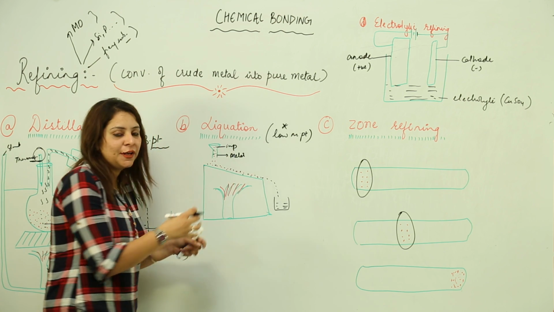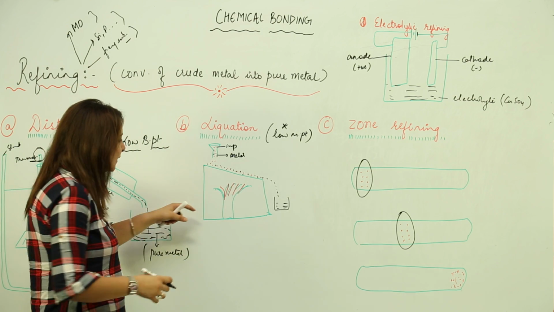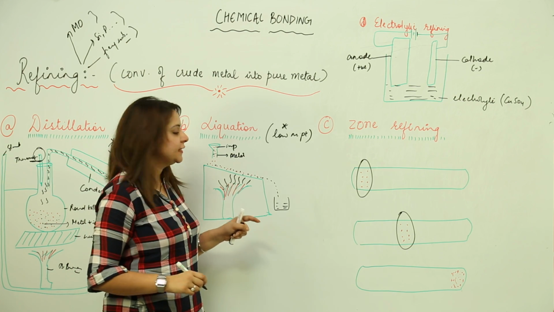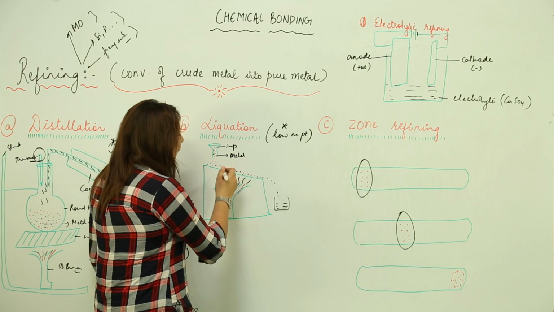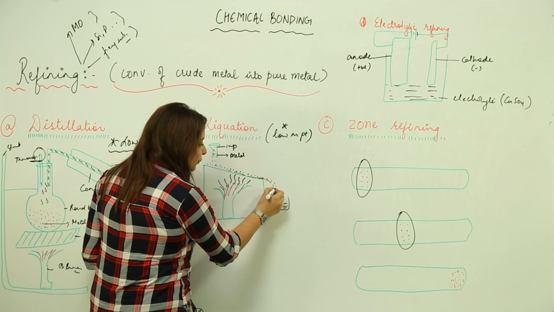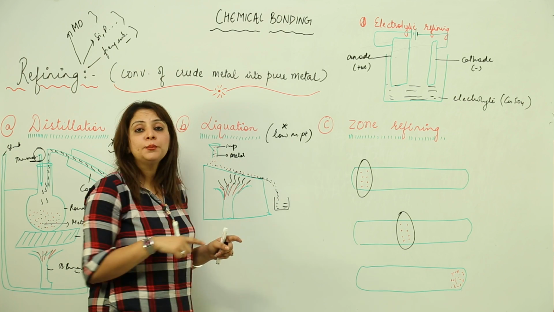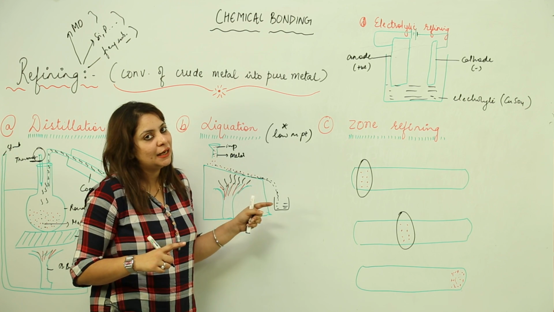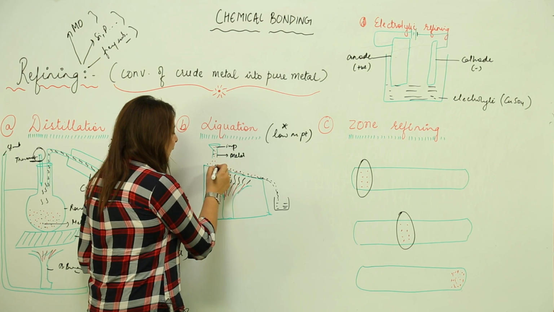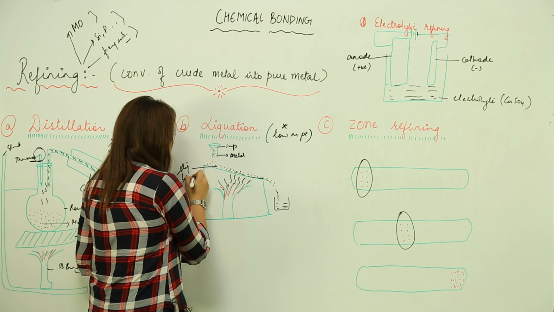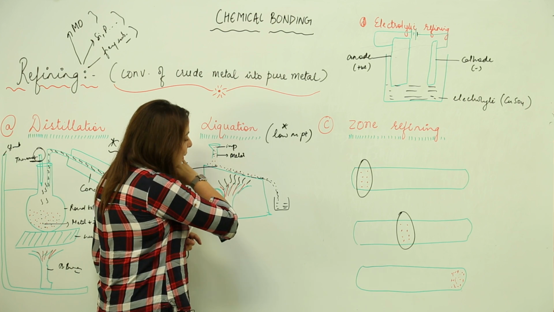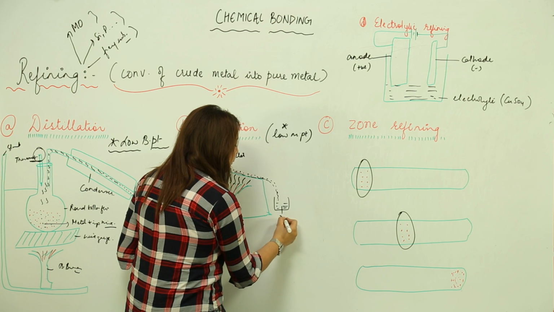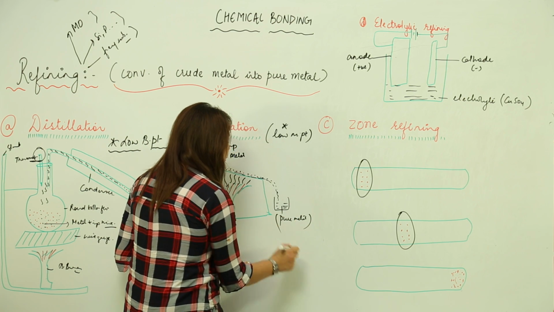So I am going to pour this mixture over this slope, as you can see, and we are constantly heating this metal. As the metal possesses a low melting point, it will just melt out and start flowing into the beaker. But as the impurity possesses a high melting point compared to the metal, it will not melt at that temperature and will stay behind. The metal, this black one, will just melt out and flow into the beaker, and we can separate it, and this is our pure metal as a result of liquation.